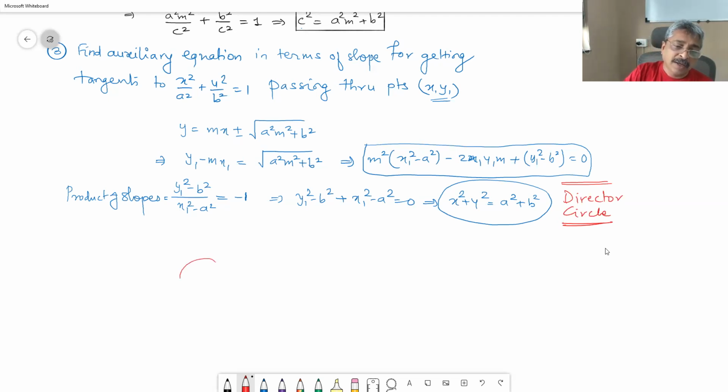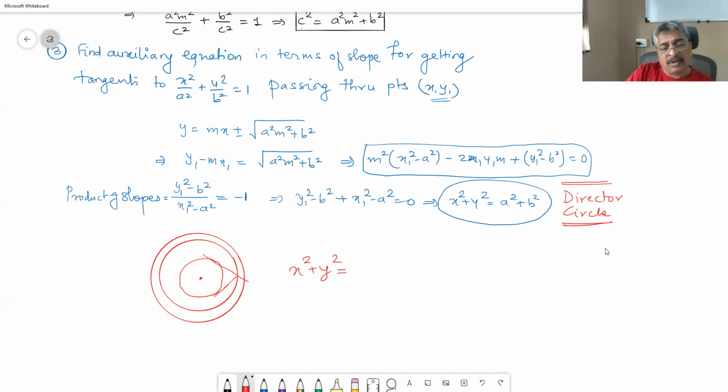In case of a circle, it is what? It is yet another concentric circle, the director circle, isn't it? From perpendicular tangents, you want perpendicular tangents. It is going to be something root 2. If the original given circle is x square plus y square is equal to a square, then you must get this square. So what should be the radius of the director circle? x square plus y square is equal to 2a square, correct?